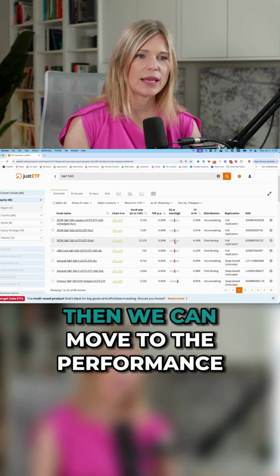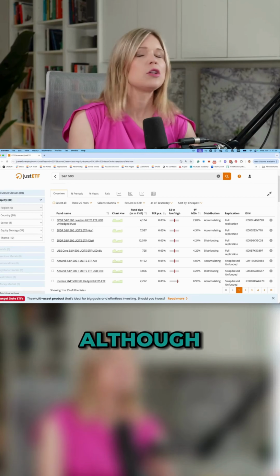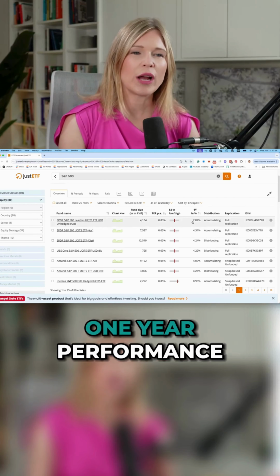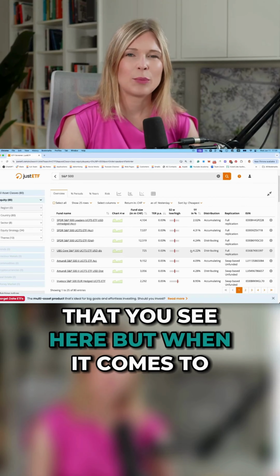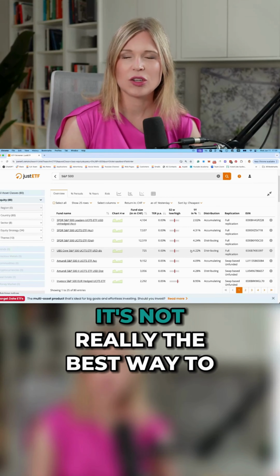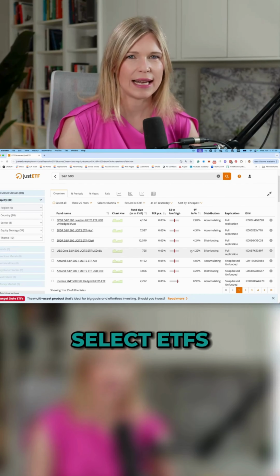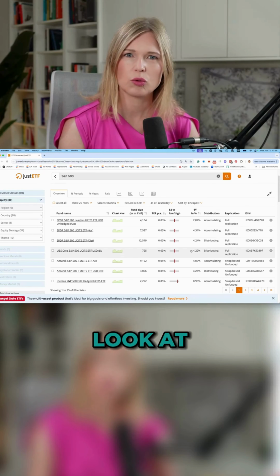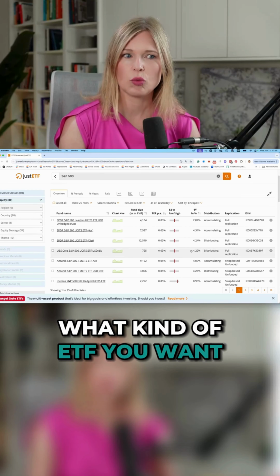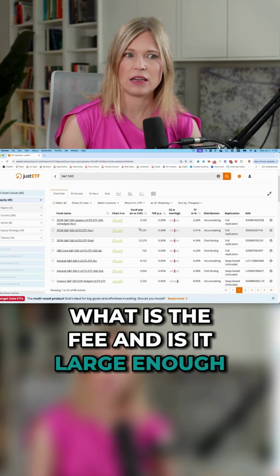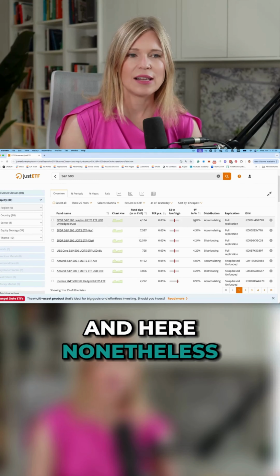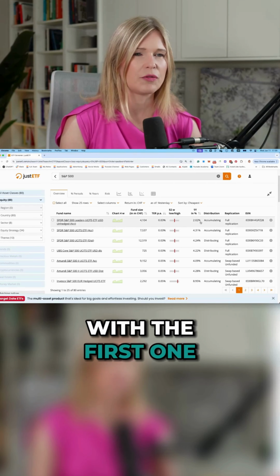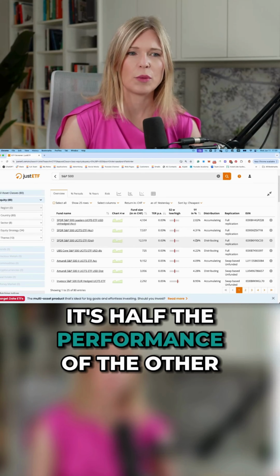Then we can move to the performance. Although it's tempting to look at the 1-year performance that you see here, when it comes to ETFs, it's not really the best way to select ETFs. It's much more important to look at what kind of ETF you want, what is the fee, and is it large enough? Nonetheless, we see that there is a difference with the first one. It's half the performance of the other 2.